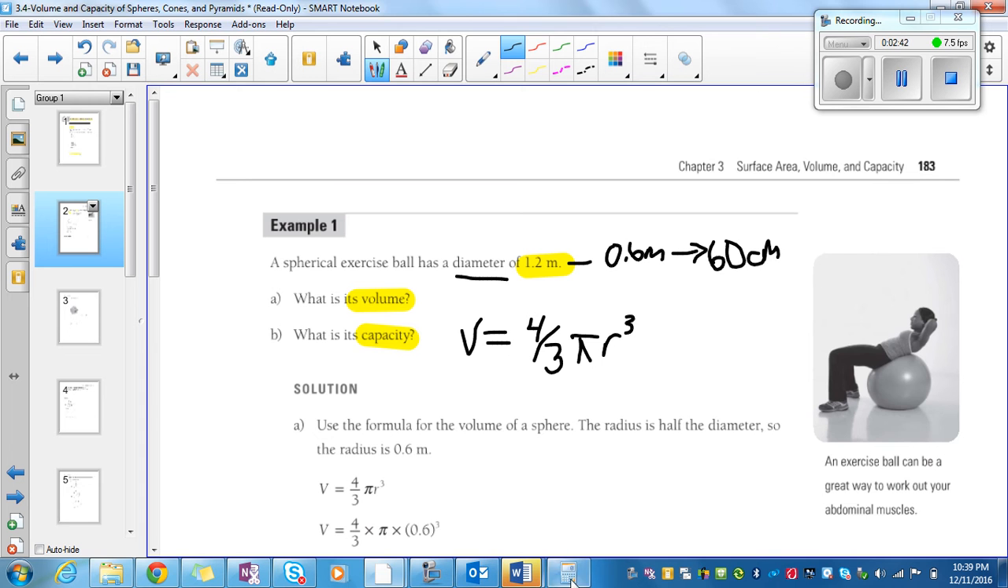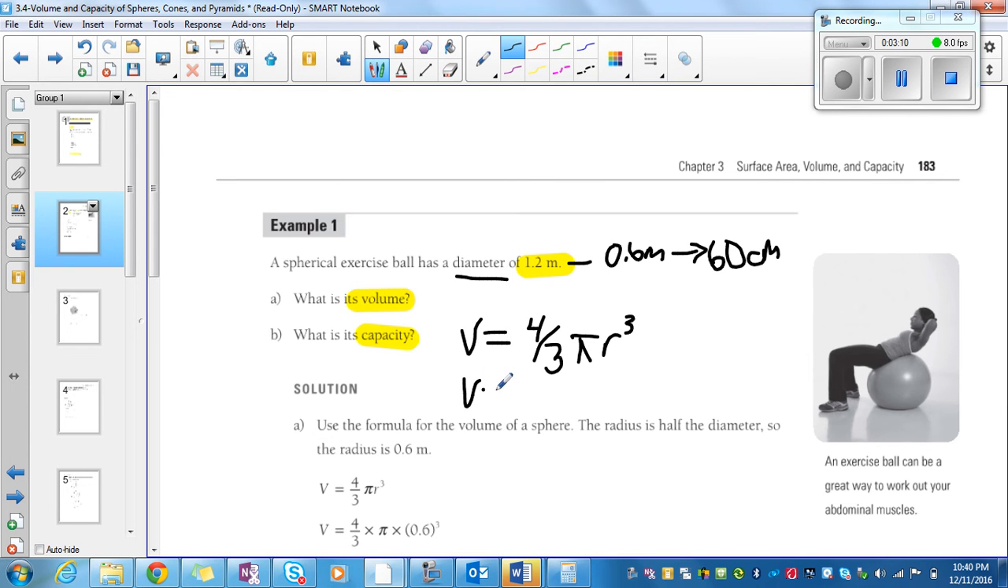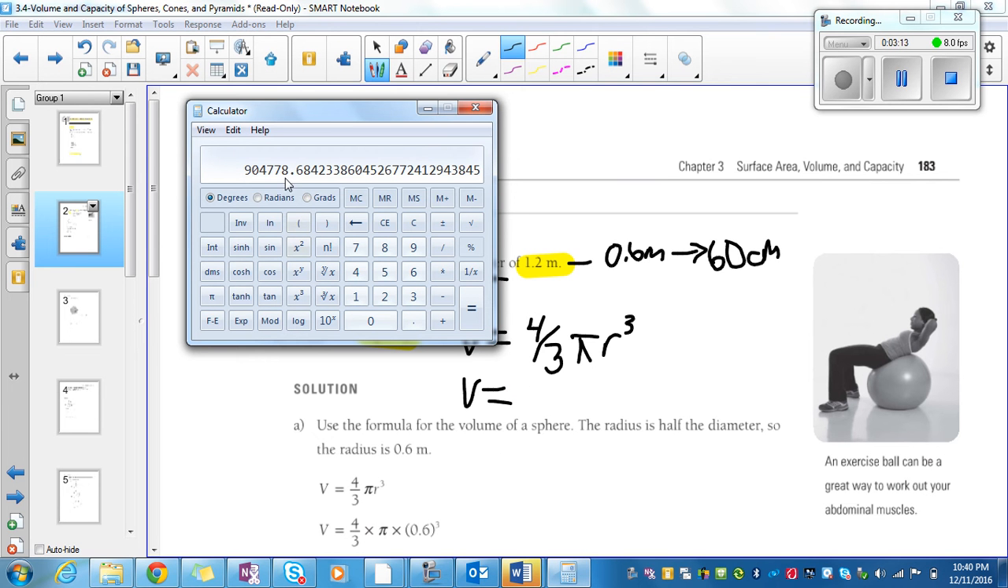So pulling up my calculator, I'm going to follow through here, put 4/3 in brackets, 4/3 times pi, using the pi symbol, times, and then in brackets, 60 cubed, end bracket, equals. I've got a volume of 904,778.7 centimeters cubed.